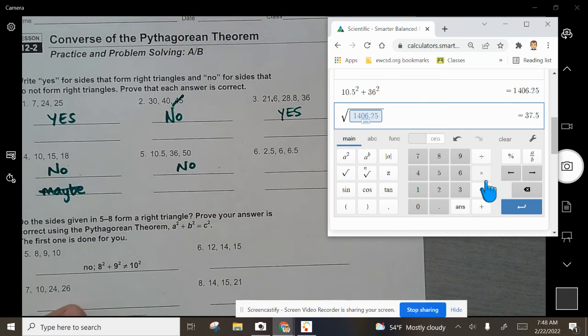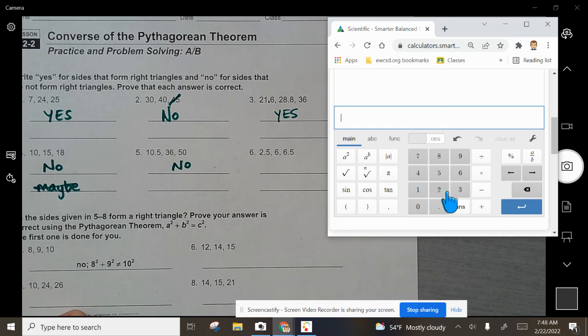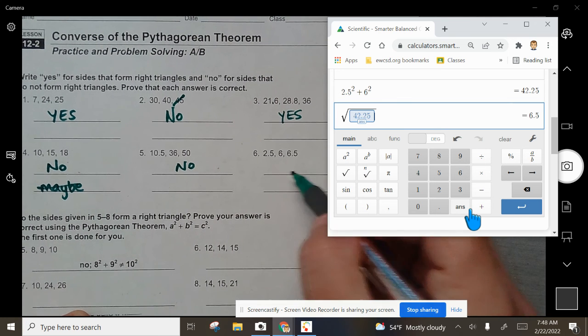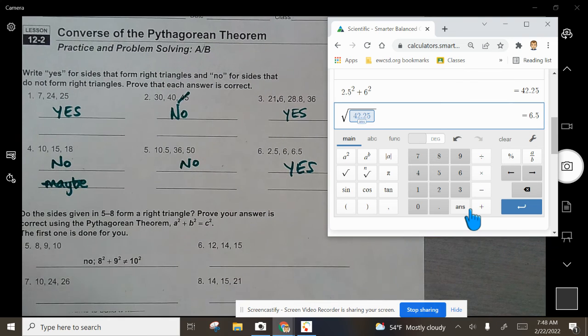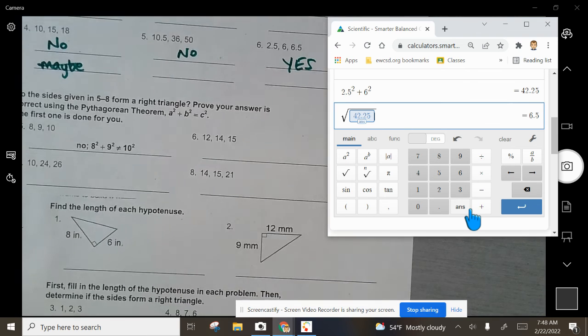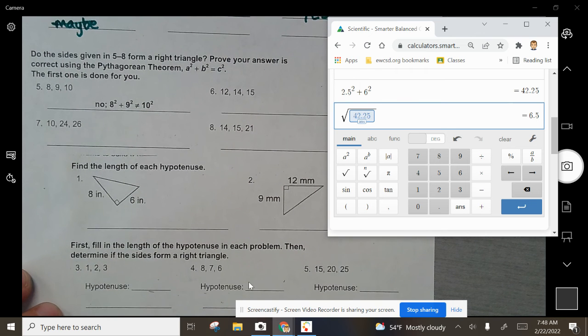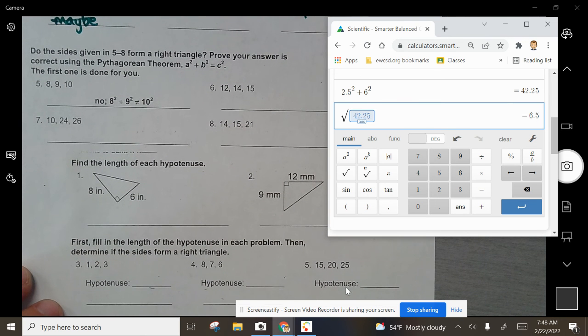All right, let's try the last one. 2.5 squared plus 6 squared. And we're going to go square root of the answer. Oh, yes, it is. Very nice. Why don't you keep going, trying out 6, 7, and 8. Finish this sheet and then look at the bottom. Find the length of each hypotenuse. And then go ahead and finish this part as well. See what you get. Compare with your partners.